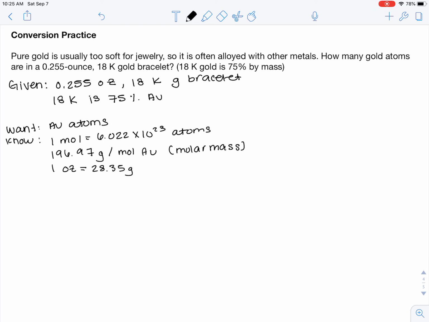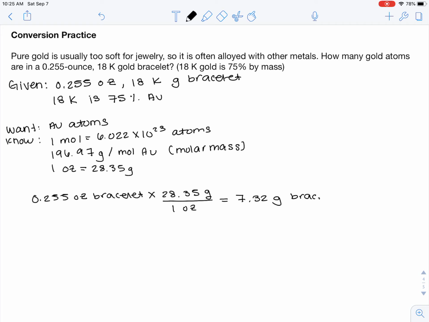Let's start with the 0.255 because that's really the first piece of information given. So 0.255 ounces of bracelet. And I want to figure out how much that is in grams times my conversion factor, 28.35 grams per 1 ounce is equal to 7.32 grams of the bracelet. I'm just going to abbreviate.